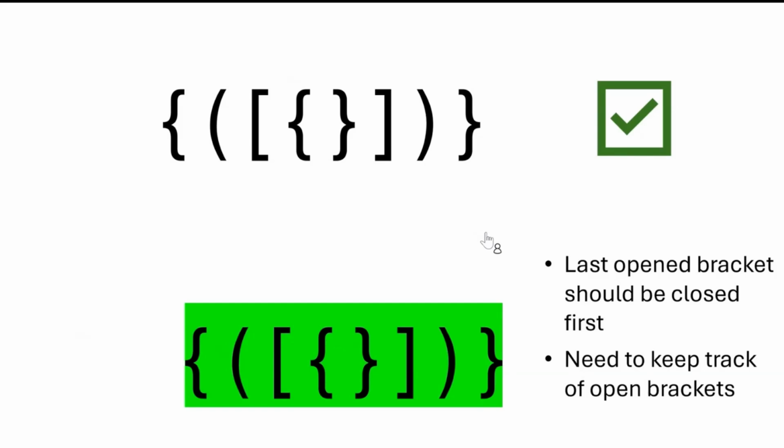So which data structure provides these two capabilities, last in, first out, and backtrack? It is a stack. So let's understand how we can solve this using a stack data structure. If we start parsing this string, we will keep pushing the open brackets to the stack because we need to keep track of open brackets.